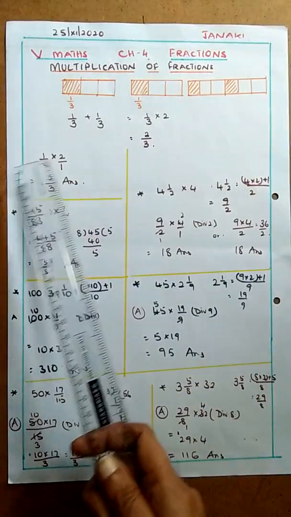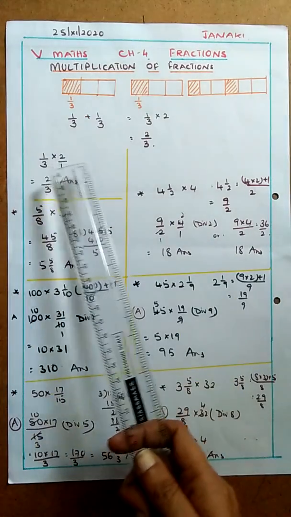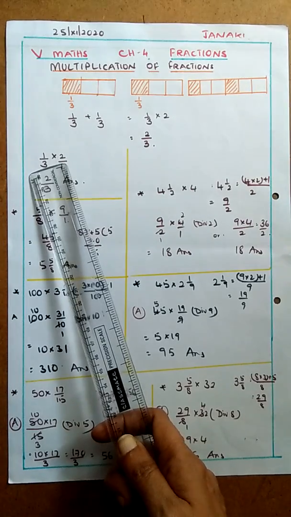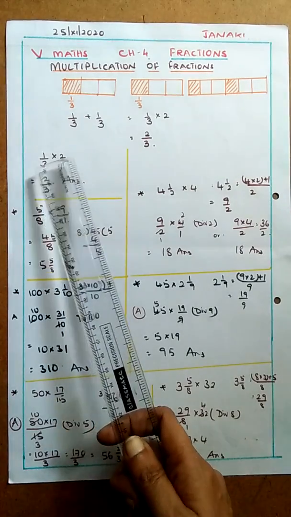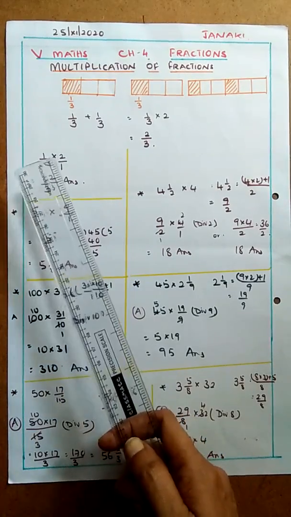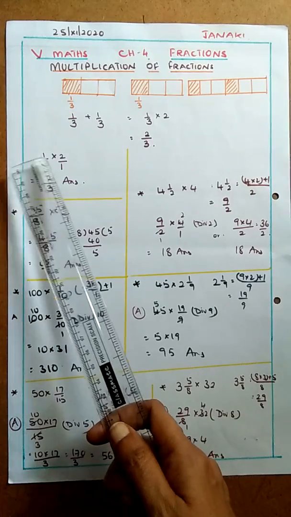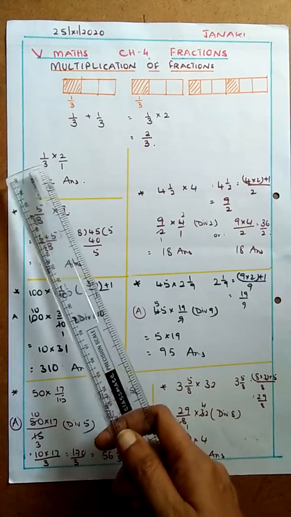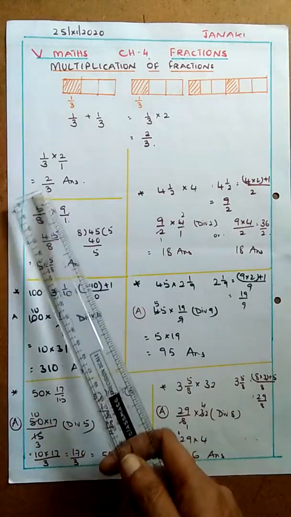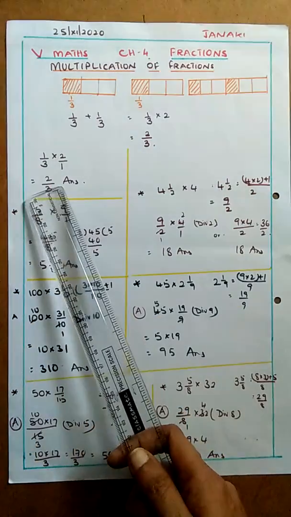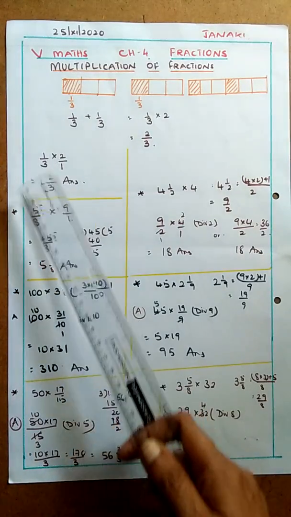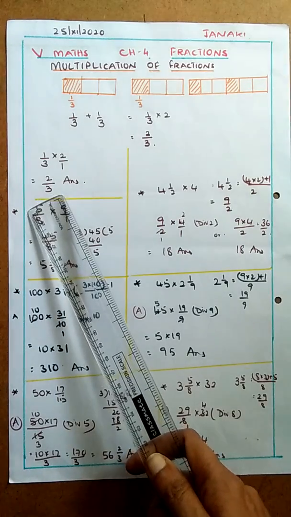So, 1/3 multiplied by 2. 2 parts you have eaten. So, 2 is a whole number. Can we write 2 as a fraction? Yes, you can write 2 as 2 by 1. Now, 2 by 1 is a fraction, isn't it? So, how do you do this multiplication? Multiply both the numerators and multiply both the denominators. 2 ones are 2, 3 ones are 3. So, 1 by 3 multiplied by 2 is equal to 2 by 3.